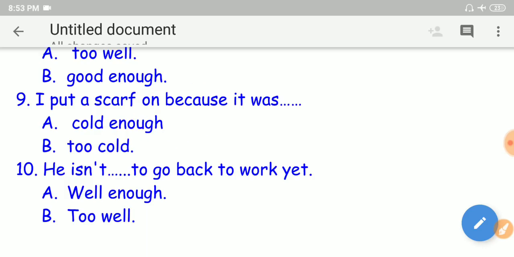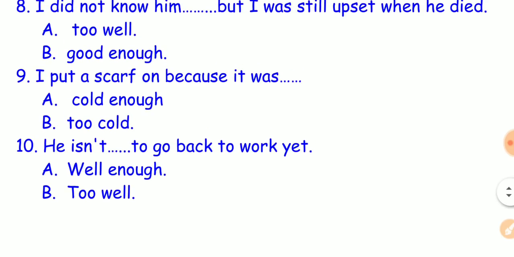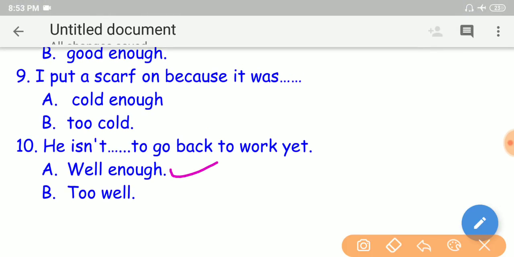So with the last example, let us discuss, my dear friends. He isn't dash to go back to work: he isn't well enough to go back to work yet. He still is not well enough to go back to work, my dear friends. This is all the information about too and enough.